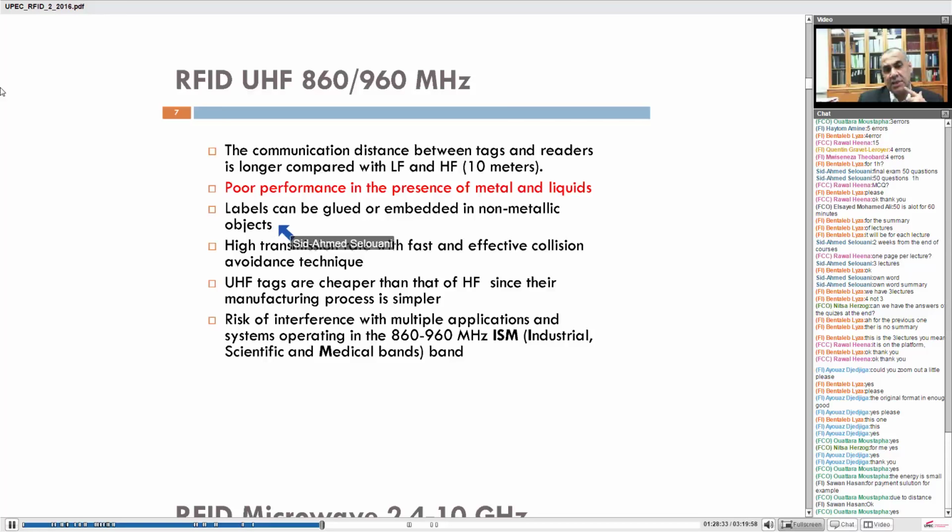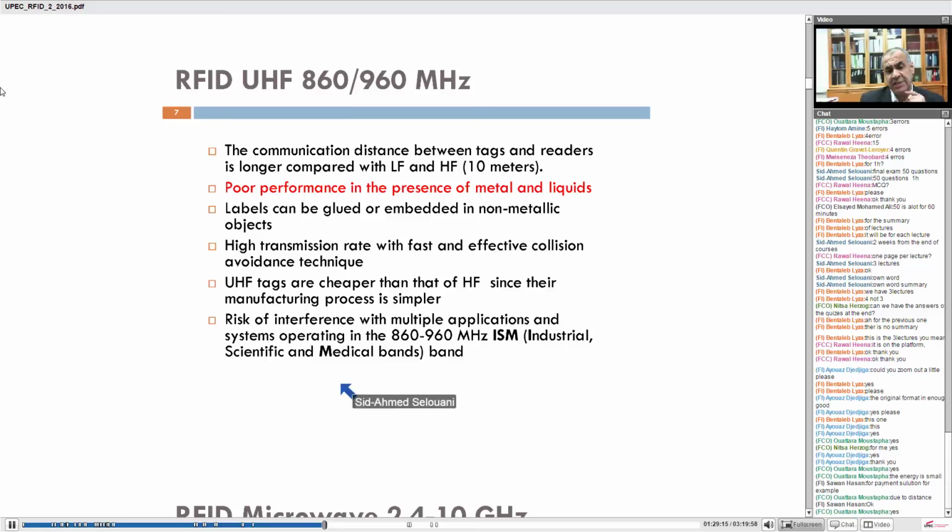But you have poor performance in the presence of metal and liquids, and the labels can be glued onto non-metallic objects. High transmission rate, so the rate is increased, and a fast and effective collision avoidance technique. This is somewhat similar to Wi-Fi. So the UHF tags are cheaper and very small compared to high frequency, since their manufacturing process is simpler, because we can print them.